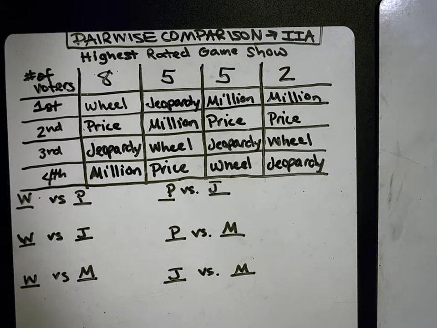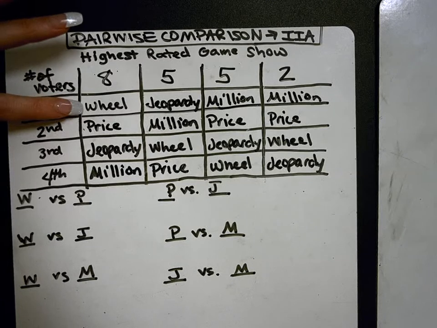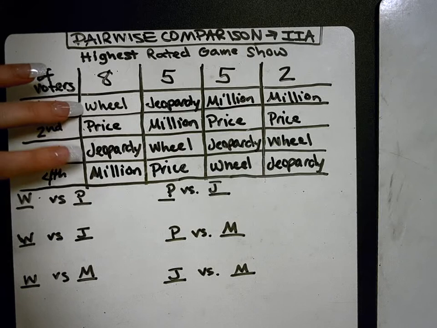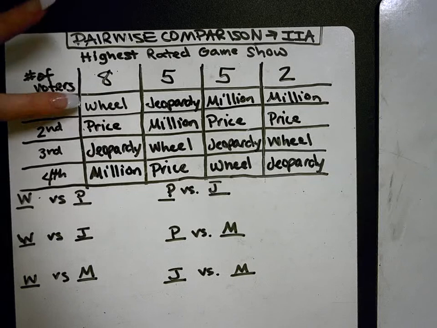Now, in the pairwise comparison method, the first thing that needs to be done is to list every single possible head-to-head matchup. So we're going to start with wheel, and I'm going to write down every single head-to-head that wheel could be in. Wheel versus price, that would be one here. Wheel versus Jeopardy would be right here, and then wheel versus Millionaire, which is right here. Now, wheel has been matched up against every other candidate in a head-to-head matchup, so now they are done.